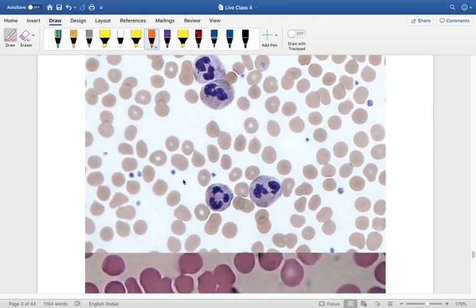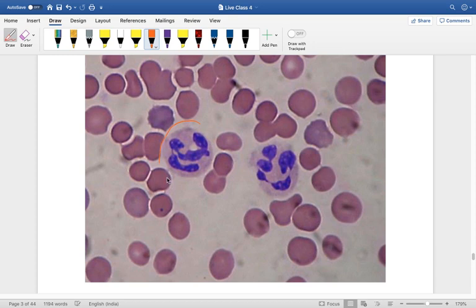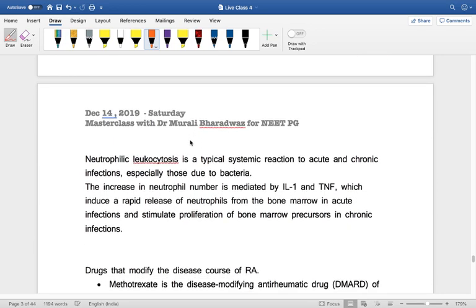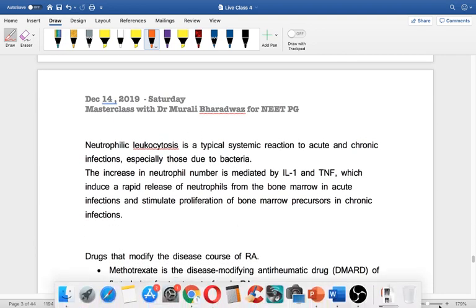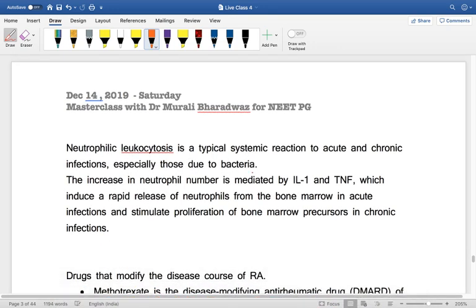Now, what are these cells? Oh, my dear friend, this is neutrophil. This is neutrophilia. You can see neutrophils with multiple lobes. So, neutrophilic leukocytosis. Typically, it is interleukin 1 and TNF which lead to an increase in the neutrophil number.